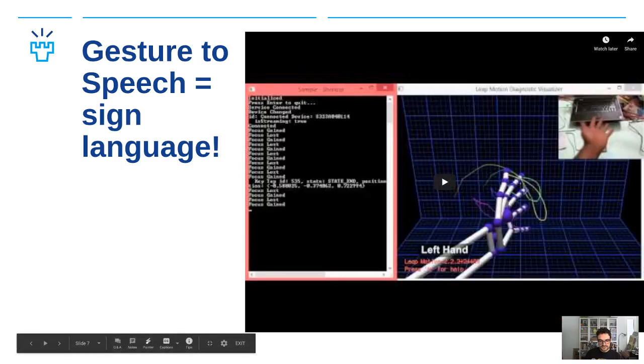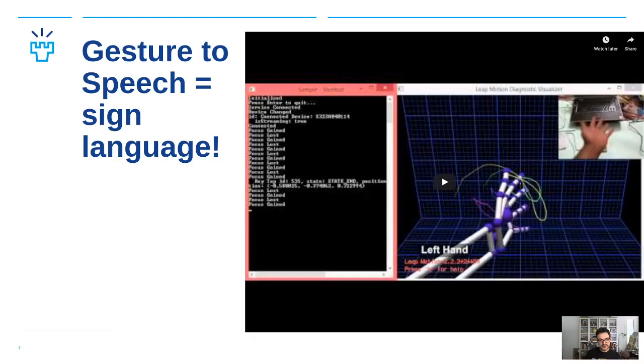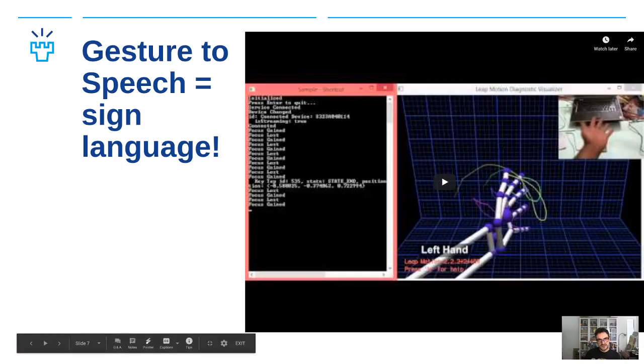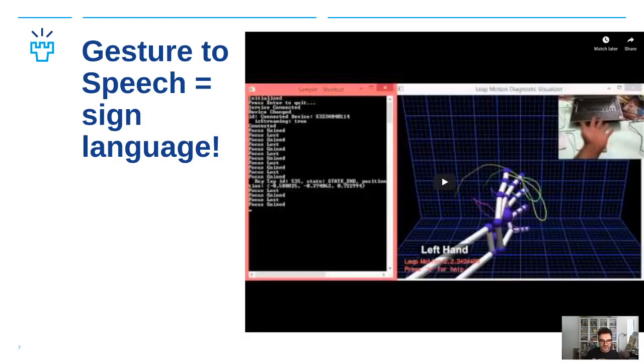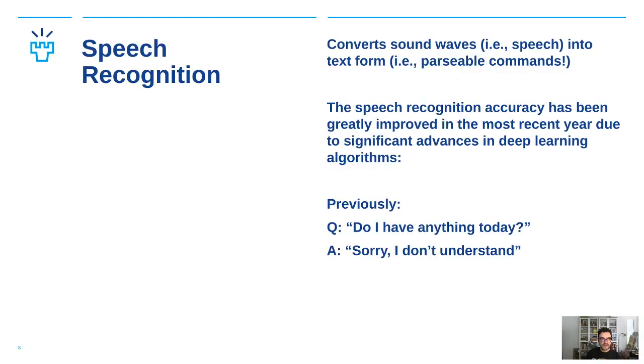Yeah, so if we think about this, how about the opposite? If we want to convert speech to text, so instead of text to speech, we want the opposite, that's speech recognition. We convert sound waves, which is the speech, into text form, so parsable commands. Speech recognition has increased significantly in recent years, simply because machine learning and deep learning algorithms have increased the understanding and the accuracy of these algorithms.